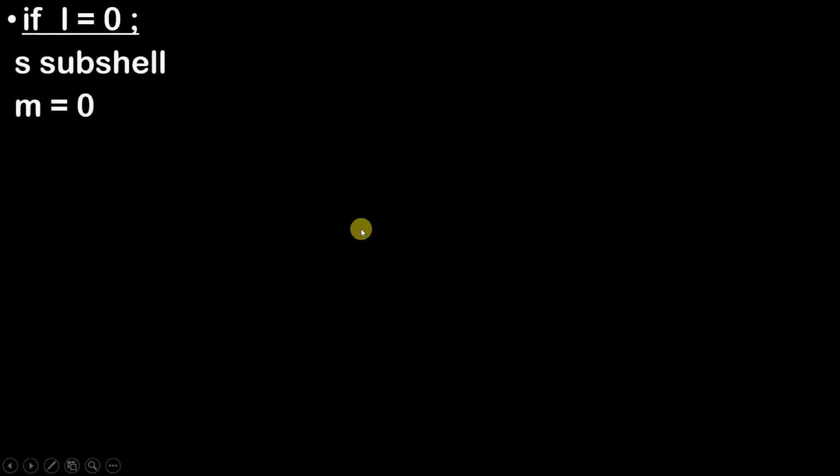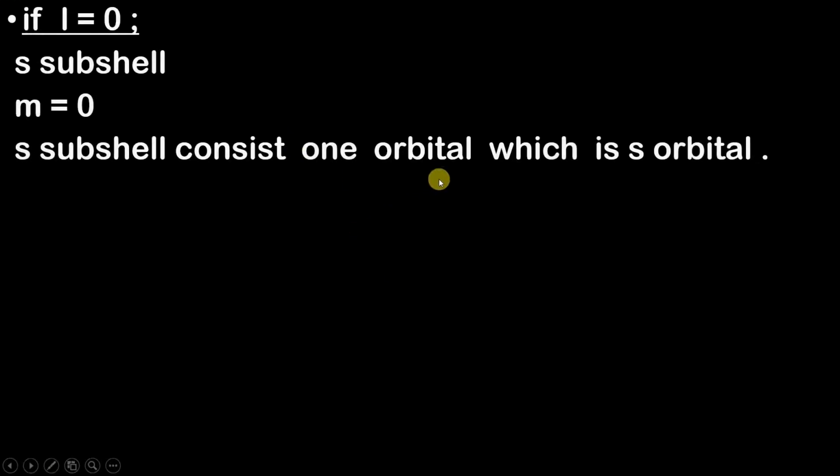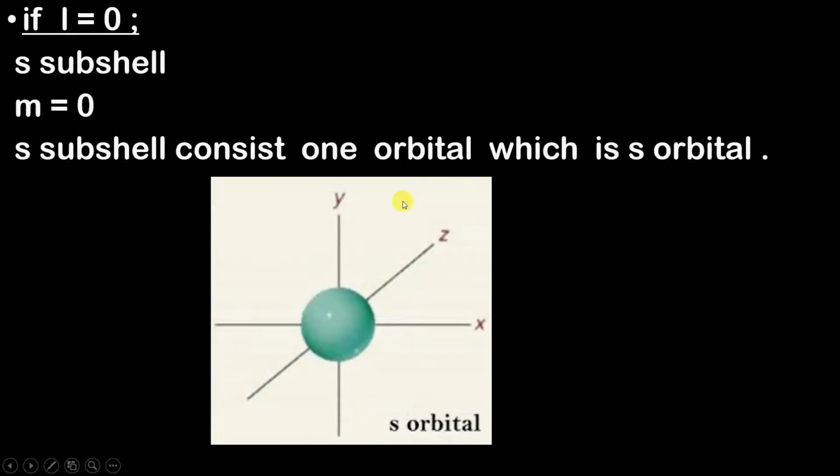Okay, so your S subshell consists of only one orbital, which is S orbital, and the shape of it is somewhat like this. Okay, now the second case, if your value of L is equal to 1. So if the value of L is equal to 1, the first thing that should pop to your mind is nothing but P subshell. L is equal to 1 corresponds to P subshell.